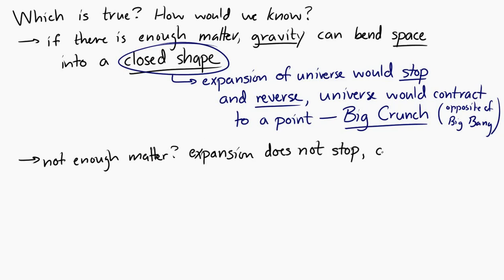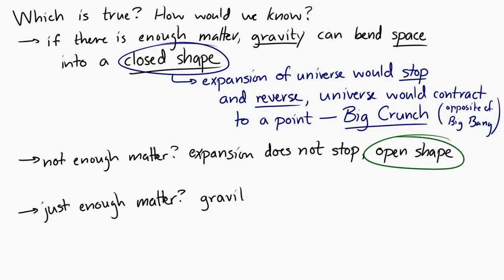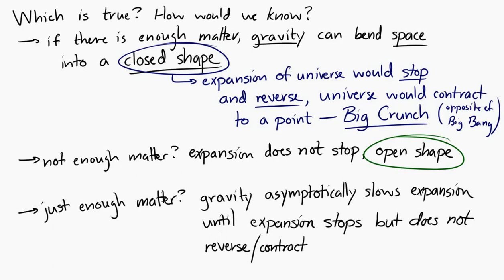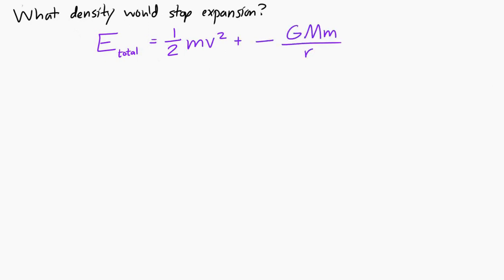That's an open universe. Now, if there's just enough matter, then gravity would be able to asymptotically slow the expansion until eventually, after an infinite amount of time passes, the expansion would stop, but there would not be enough matter to reverse the expansion. So, okay, what density is necessary to stop the expansion? We can look at this in terms of energy. So the total energy of the universe we can write as 1/2 mv squared plus negative GMm over r. In other words, the kinetic energy of the universe plus the gravitational potential energy of the universe.